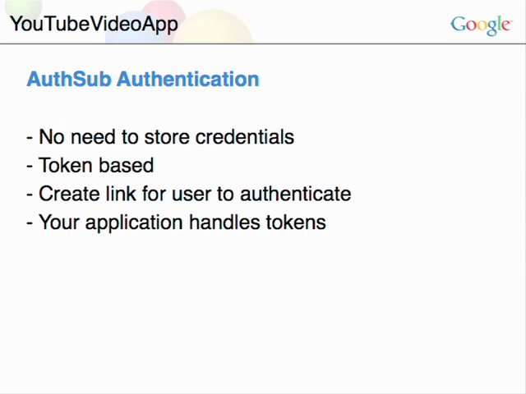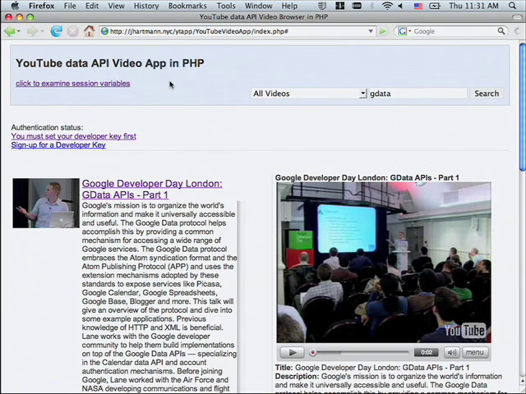The way AuthSub authentication works is that your application creates a link where the user can authenticate with YouTube. The user then decides to allow your application access to their account and gets passed back to your application, which is then authenticated. So now we're going to authenticate our demo application with YouTube.